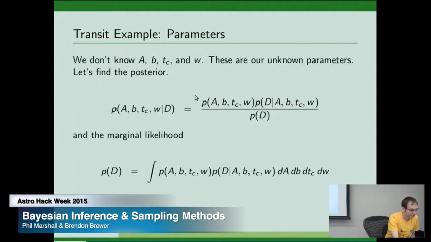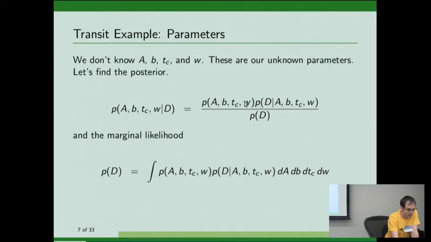Okay. So in the Bayesian framework, which we've been using for the last two days, inferring the values of these four parameters from data just corresponds to calculating the posterior distribution for the parameters A, B, TC, and W given the data D. That's equal to the prior distribution for the four parameters times the likelihood function, divided by the marginal likelihood, which is not a function of the parameters.